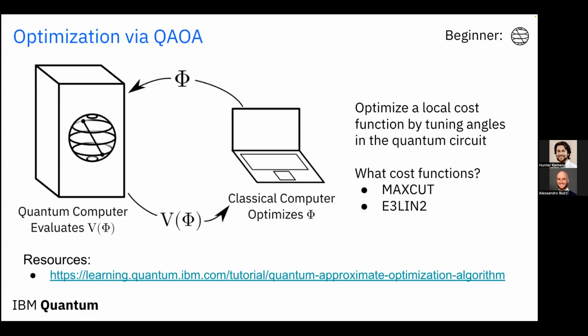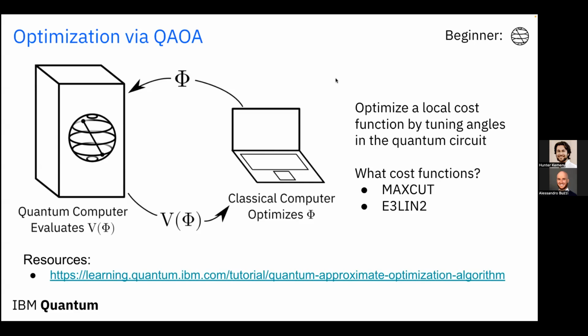You're trying to, say, minimize the number of cuts through a particular graph, and encode that cost function into a quantum circuit with parameters. Those parameters I'm denoting by phi here. So the quantum computer's job is to evaluate this cost function via a particular parameterized quantum circuit.